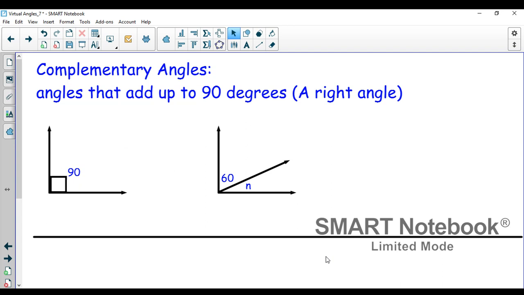Okay, so today we're going to talk about angles. Specifically, we're going to talk about complementary and supplementary angles. And then tomorrow we'll get into vertical angles. So complementary angles are angles that add up to 90 degrees, which is called a right angle.